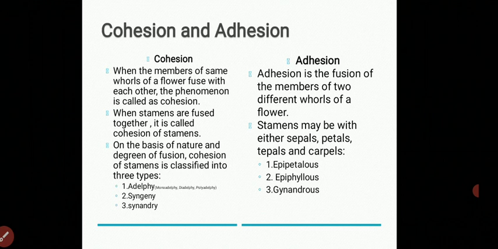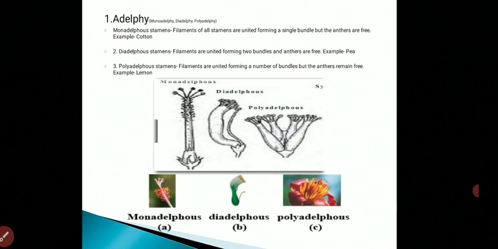So let's discuss the types of cohesion and the types of adhesion, starting with cohesion. Here there are three types: Adelphy, Syngeny and Synandry. In Adelphy, only the filaments of the stamens unite while the anthers remain free. In Syngeny, anthers are fused but filaments remain free. And in Synandry, filaments as well as anthers are all fused.